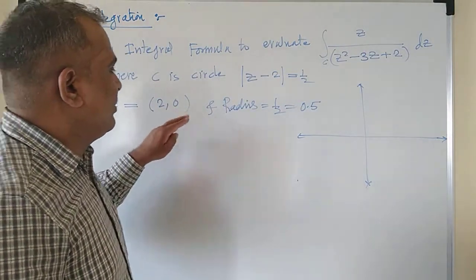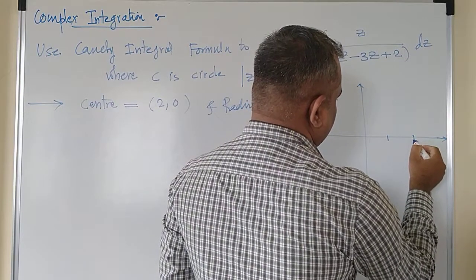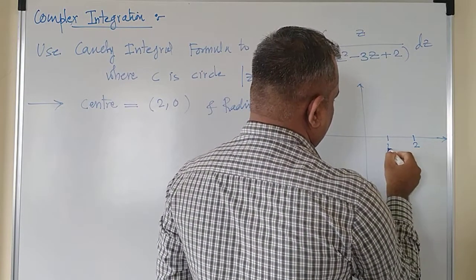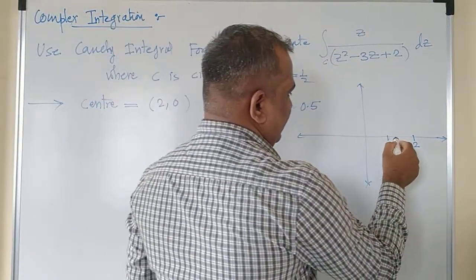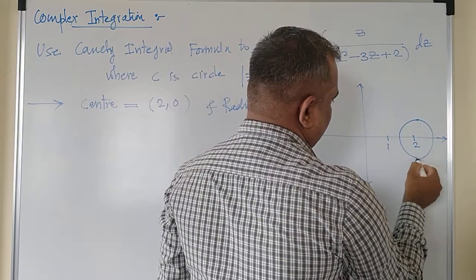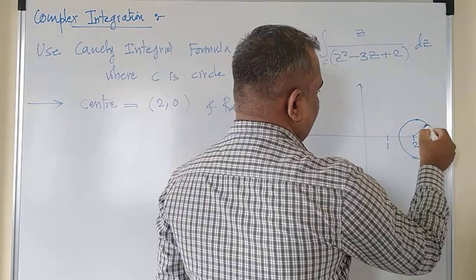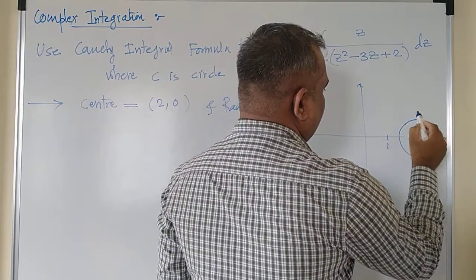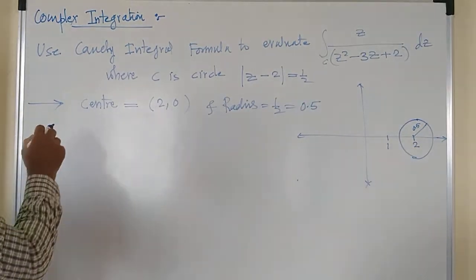So (2, 0) is a point which lies on the positive x-axis. So this is 2, this is 1, and its radius is how much? Half. The radius is half, that means your circle is of this kind, right? Whose radius is 0.5. Got it? So what are the poles?